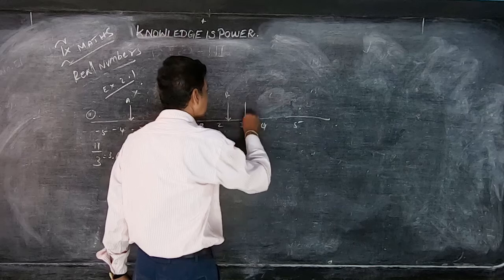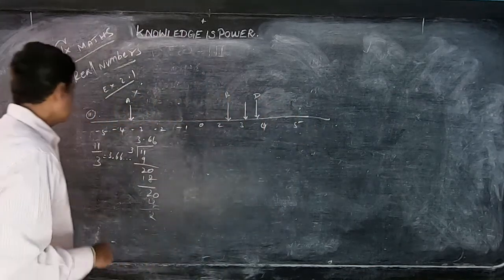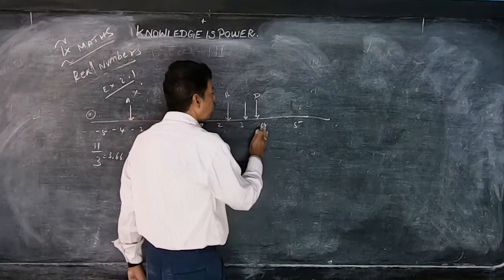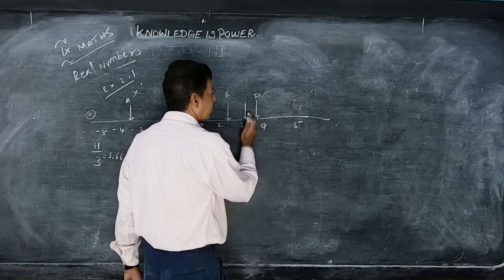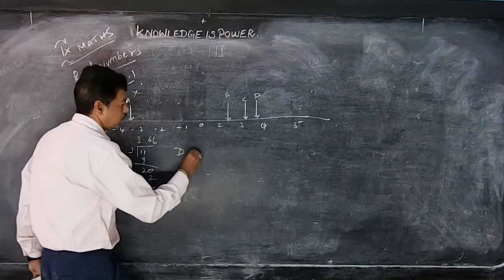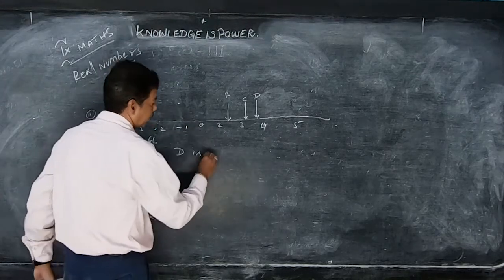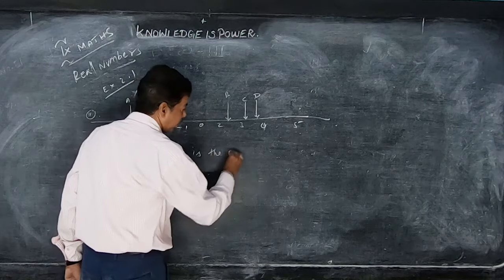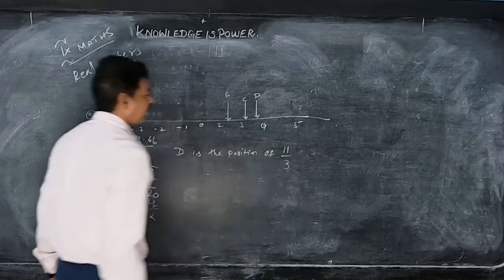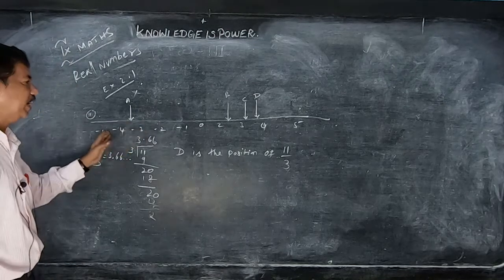Okay, here will be C and here will be D. So what is the answer now? See, 3.6 is above the middle of 3 and 4. D is the answer. D is the location, D is the position of 11 by 3. A is not the answer because it is not a negative number.